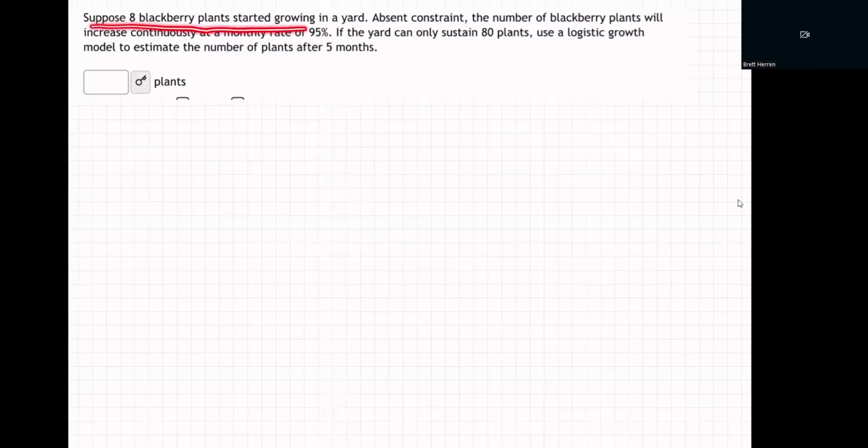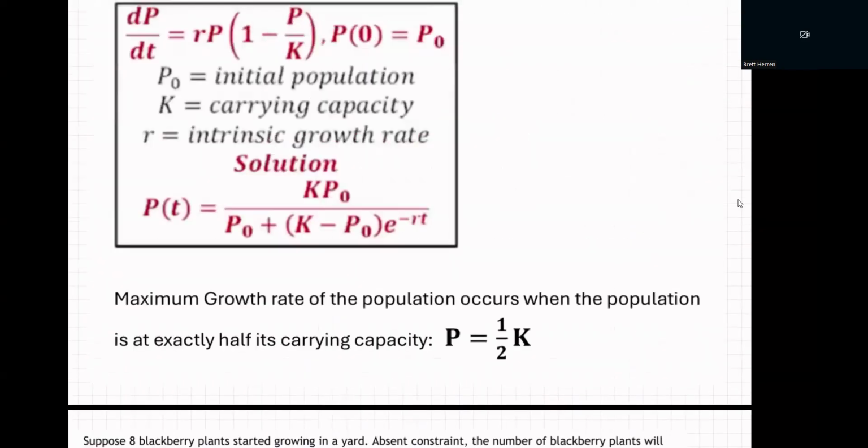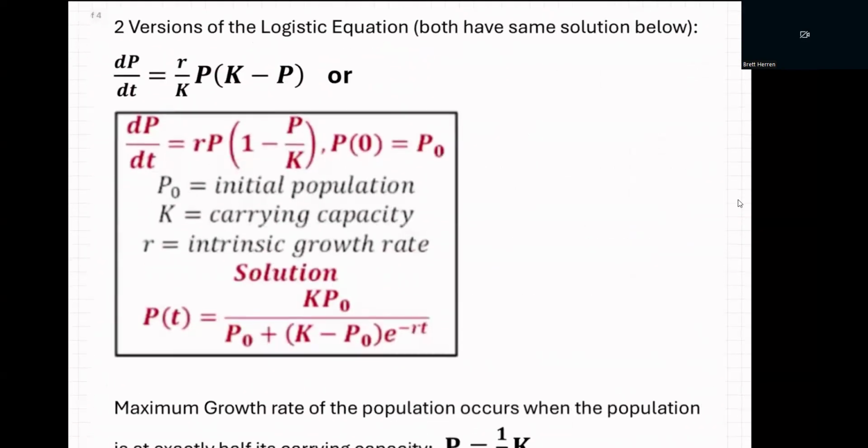Suppose 8 blackberry plants started growing in a yard. Absent constraint, the number of blackberry plants will increase continuously at a monthly rate of 95%. If the yard can only sustain 80 plants, use a logistic growth model to estimate the number of plants after 5 months. Okay, so from the class notes, here are two versions of logistic, and we really just want the solution to logistic.